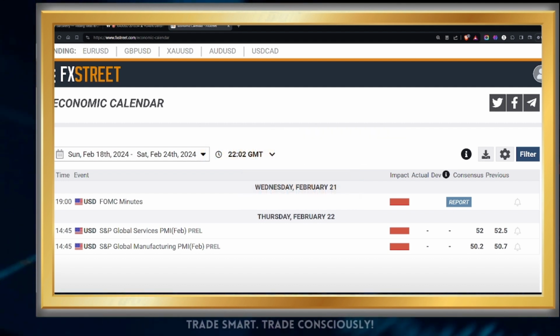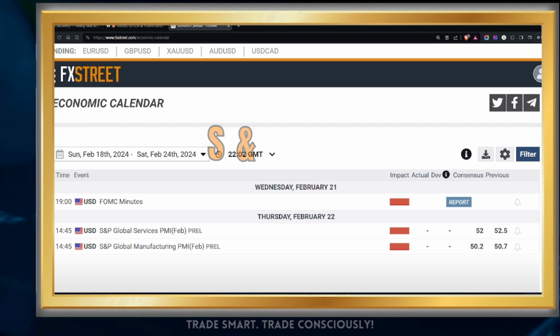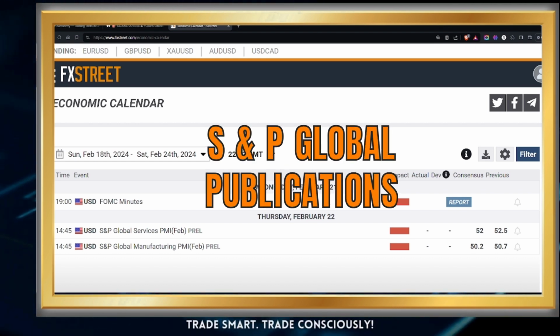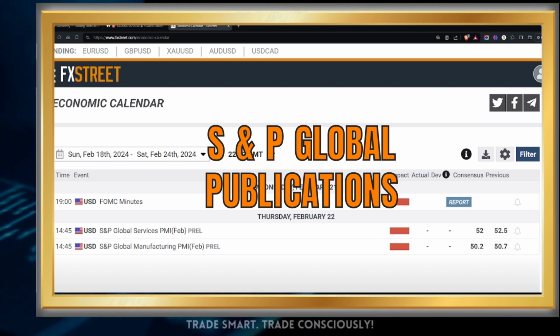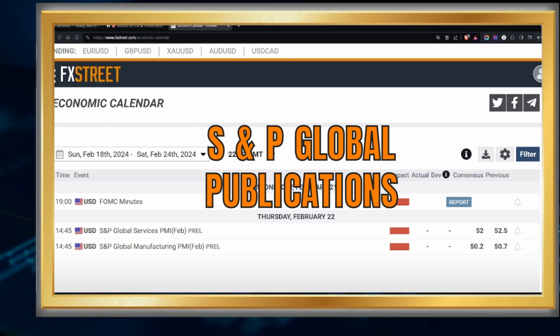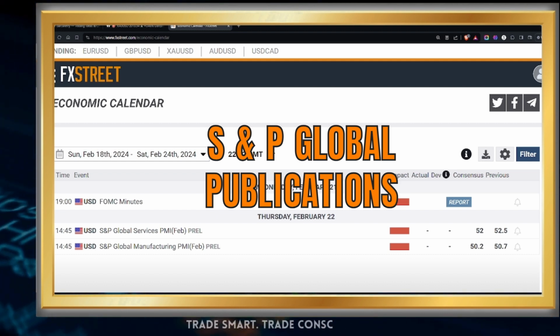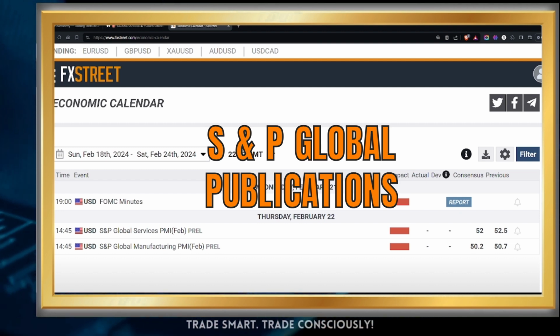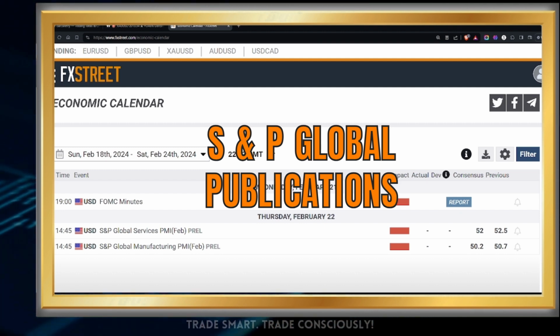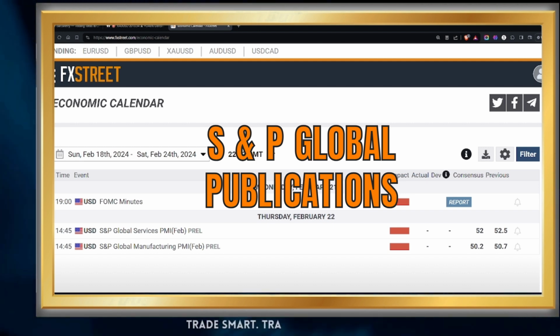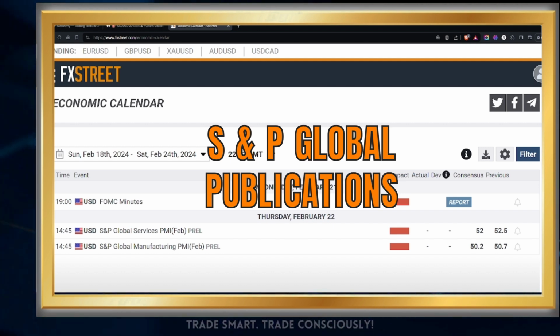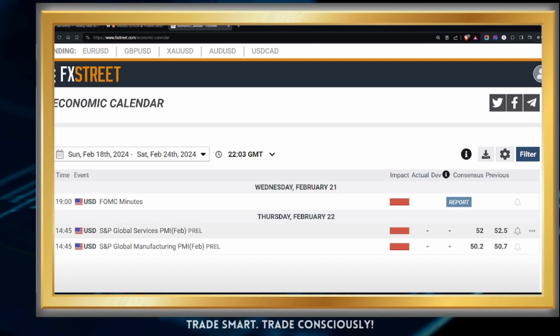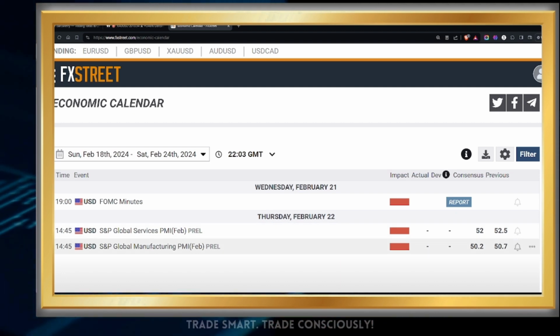Then fast forward to Thursday, February 22nd, we will be looking forward to the publication of the S&P Global, and the S&P publication will involve both the service and manufacturing PMI, which of course offers us key insight into the health and performance of the service and manufacturing sector of the United States economy. These reports provide valuable data on factors such as business activities, new orders, and employment levels, which can directly influence market sentiment. So for next week, these are the high impactful events we will be looking forward to.